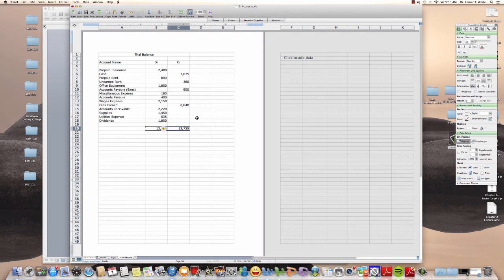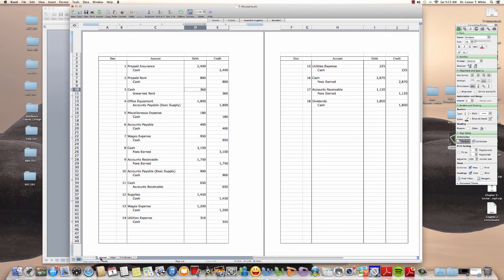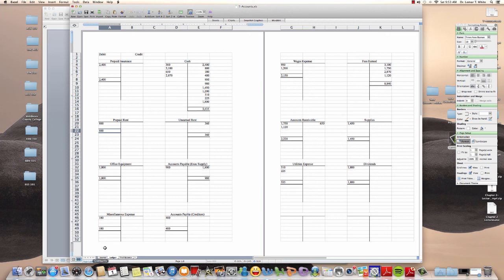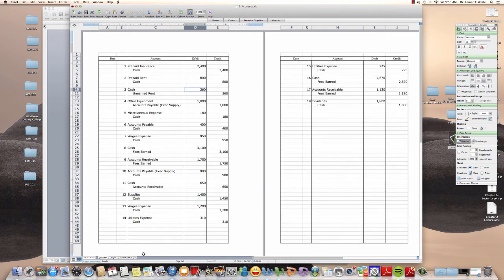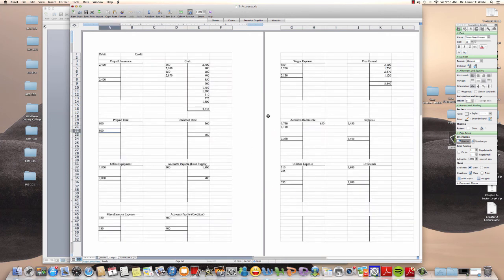All right. If that doesn't solve it, then you want to go back to your journal. You're going to go all the way back to your journal and make sure that you posted all of these numbers to your ledger. So make sure all of these numbers from your journal have been posted to your ledger, and see if there's anything that is missing. All right.